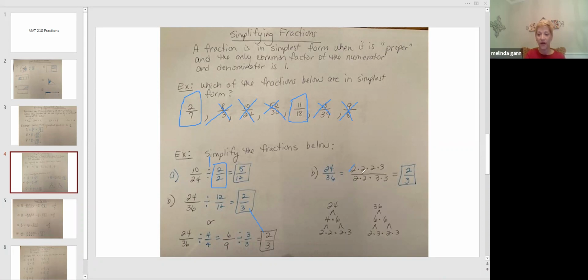This 2 will divide out with a 2 down here. I can divide this 2 out with a 2 down here. And then I can divide a 3 out with a 3 down here. So look what's left. 2 thirds is simplified.